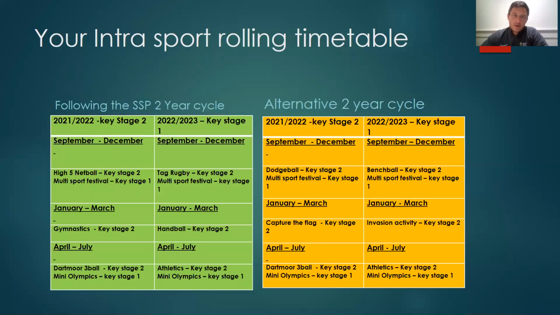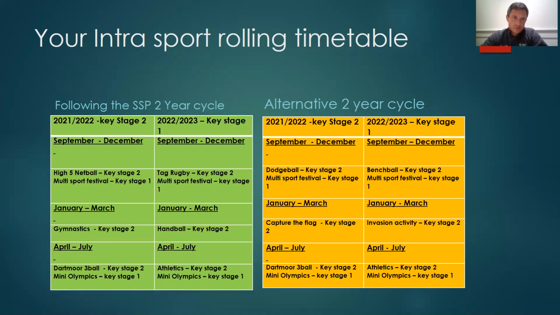So I've got an example here of a 2-year cycle for your intra-sport competition, which you could do and just repeat on a 2-year cycle. We've got the green one, which links in very much with the Dartmoor School Sports Partnership 2-year rolling cycle of competitions. And then we've got the amber one, which is an alternative, and it may be that you want to tailor it more towards the needs of your school. Again, you don't have to use these, they are just examples.